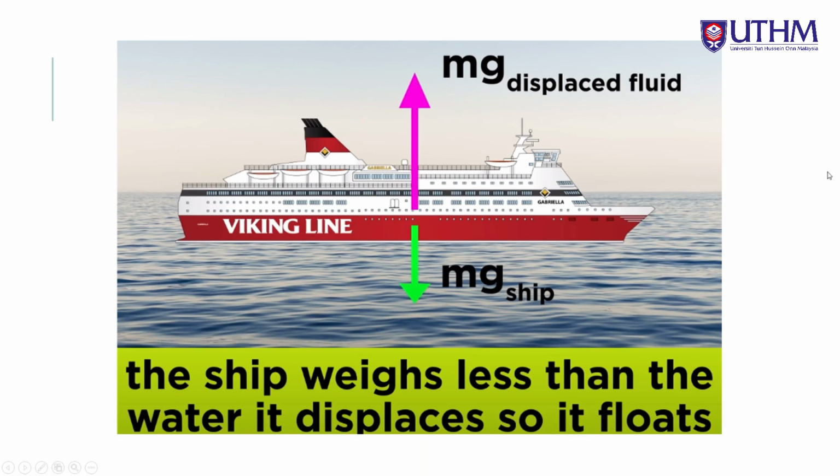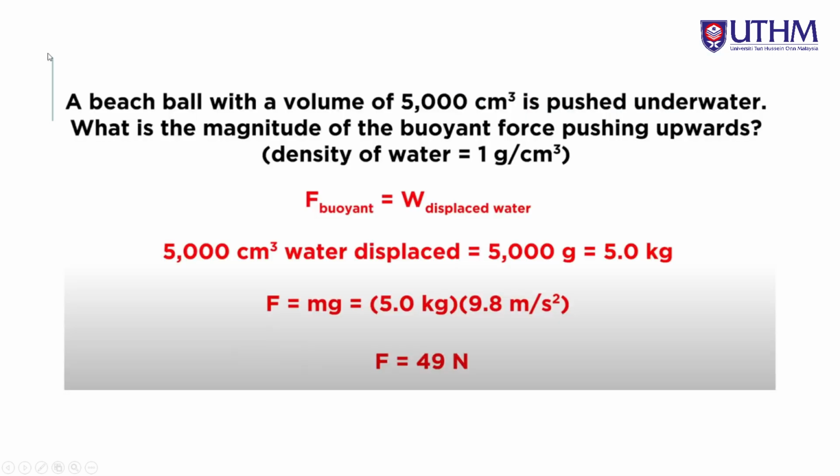So, kat sini adalah satu gambar kapal yang digunakan sebagai contoh untuk gunakan konsep yang kita dah belajar tadi. Mg displaced fluid equal to mg ship. Mg displaced fluid ni adalah buoyant force dan mg ship ni ialah W. The ship weighs less than the water it displaces, so it floats. So ini adalah satu example untuk test kita punya pemahaman.